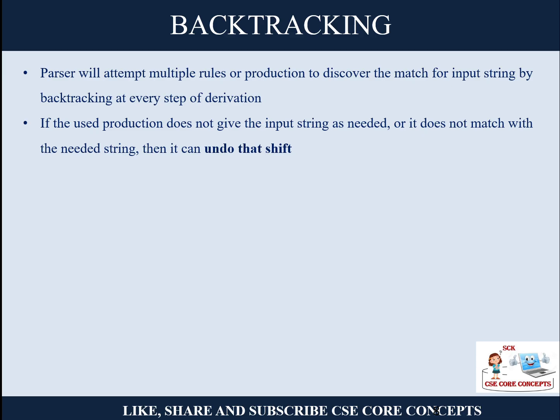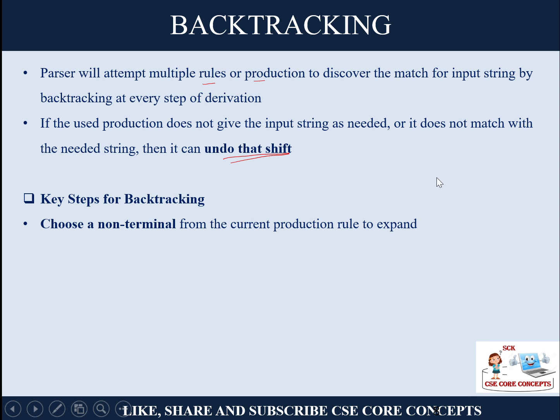So let us take one of our popular approaches of top-down parsing, that is backtracking, in which the parser will attempt the rules one by one. If there are multiple rules, it will try them one by one, apply each and check whether it got the input string or not. But in case it does not work, with backtracking it can undo that step. This is possible in backtracking. So let us see what the key steps of backtracking are.